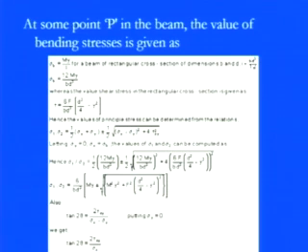Now, if we have both components together, we can calculate the principal stresses sigma 1 and sigma 2, the maximum and minimum, which equal (sigma x plus sigma y) by 2 plus or minus half of the square root of (sigma x minus sigma y) whole square plus 4 times tau xy square.